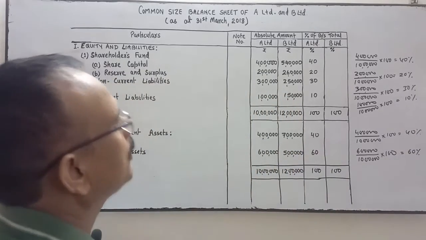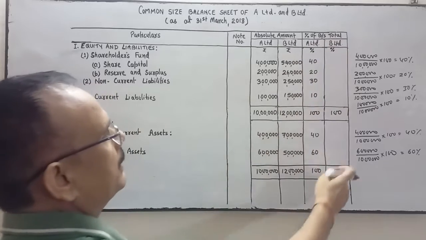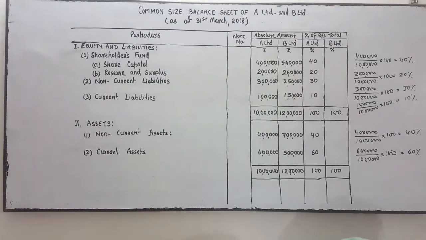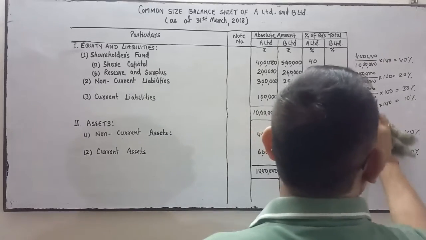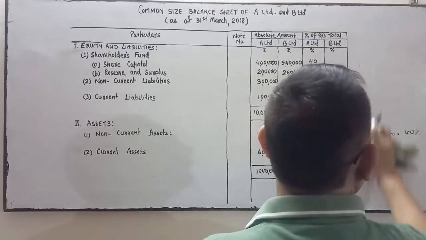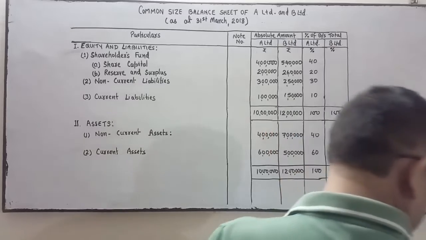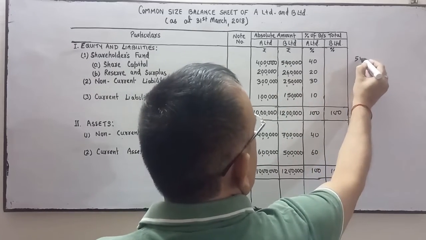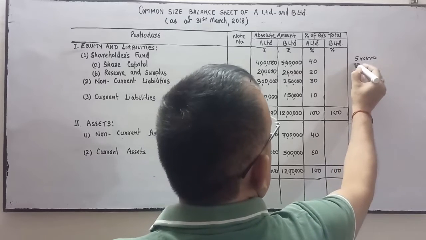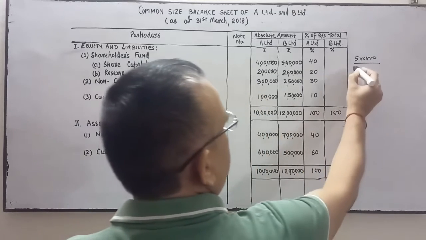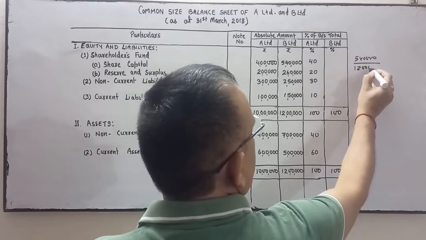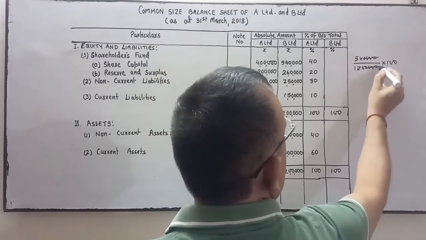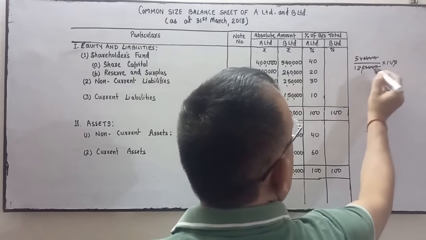Okay. Now come to B Limited. For B Limited we have to see this side, the column of B Limited. We will see the figures of B Limited. Second line: 5 lakh 40 is the share capital and total equity and liability is 12 lakh into 100.